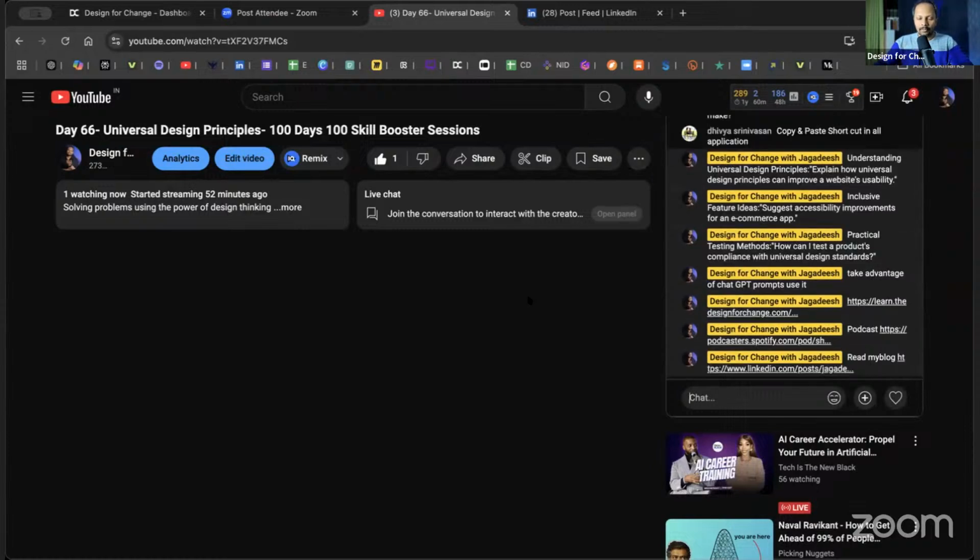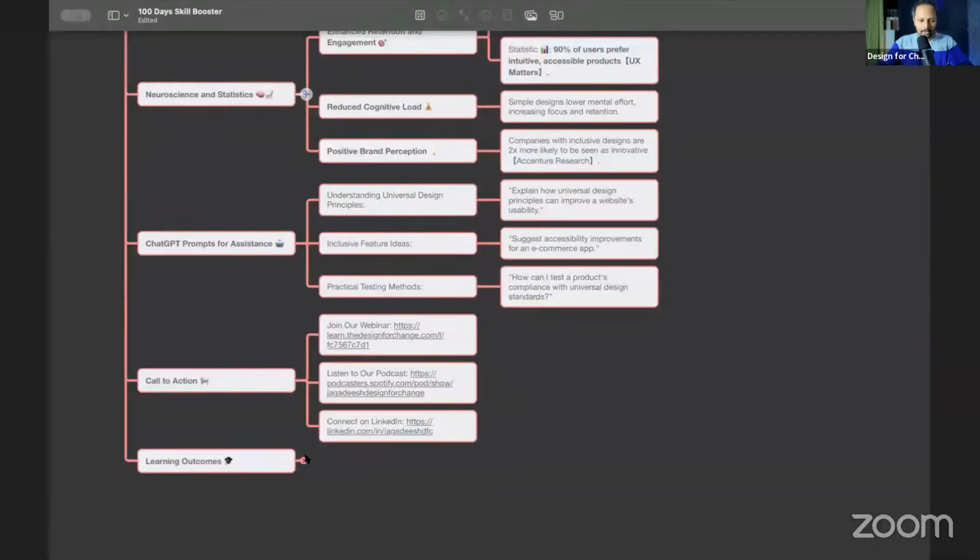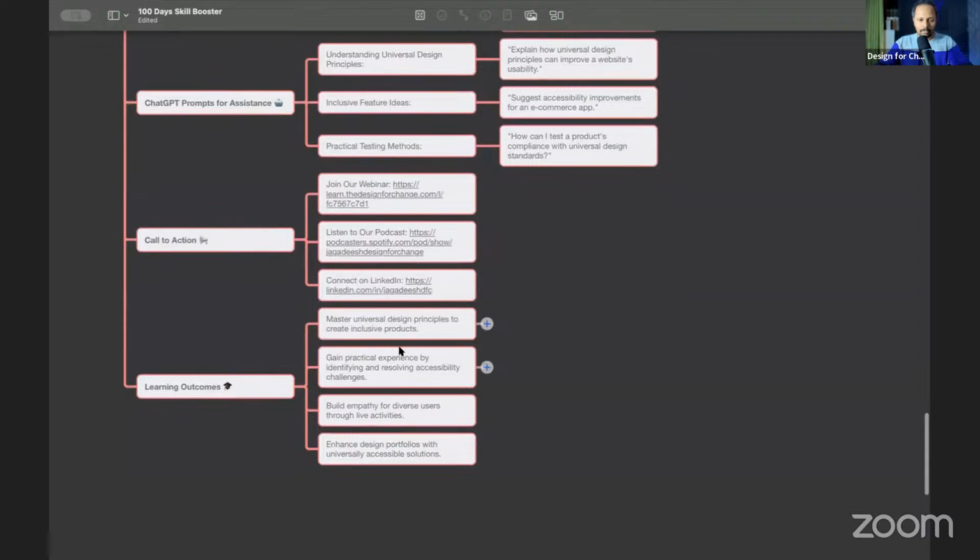Excellent, guys. Thank you so much. I hope this session was really good. The final outcome is that we understood the universal design principle, gained practical experience, built empathy, and enhanced our design portfolios with the solution. So create around 10 solutions maybe until the weekend and try to put them in your portfolio. If you're very interested, Jagdish, this skill is very exciting for me. Why don't you take it?